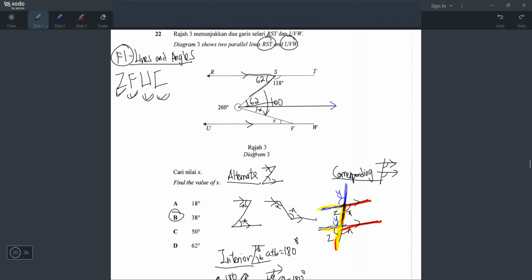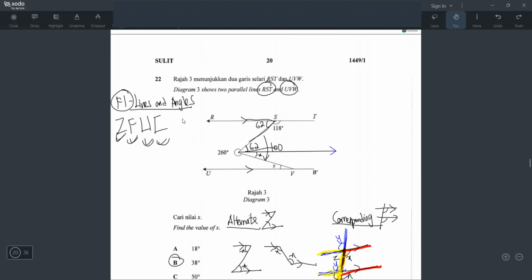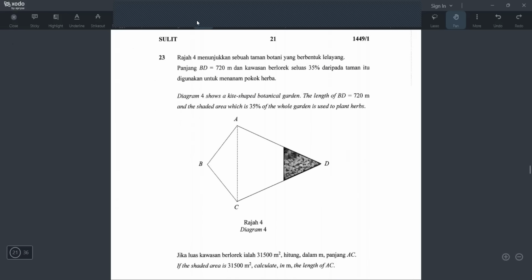Okay? Of course, there is also another way. If you don't want to use that, sometimes you can use the FUC also, okay? But this question, actually, you can solve it just by using the Z. Okay, so, yeah, hope you understand. And also, hope you remember all this ZFUC, semua benda ni penting. Okay, let's go to question number 23.